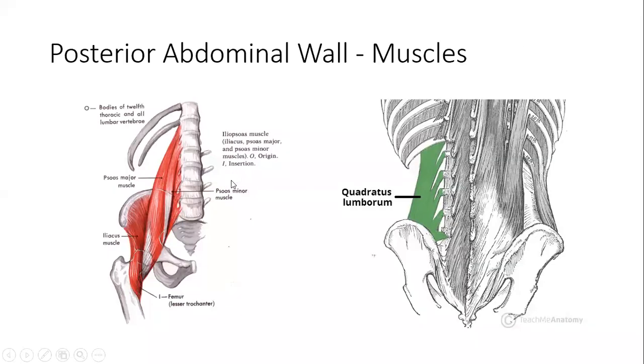The muscles of the posterior abdominal wall, how many are there? At least 5. So the muscles that form the posterior abdominal wall include the iliacus, psoas major, psoas minor, quadratus lumborum, and diaphragm. All these muscles together form the posterior abdominal wall musculature. Let's take a look at the quadratus lumborum muscle.